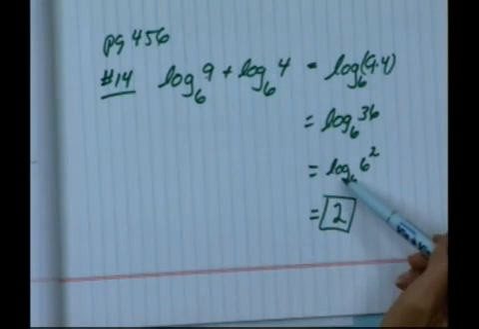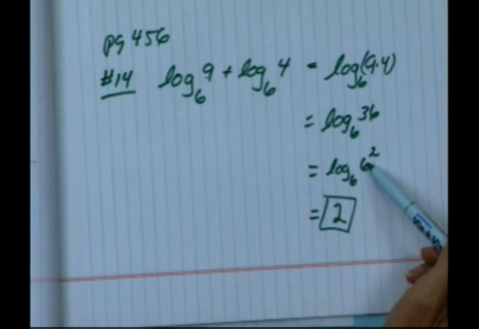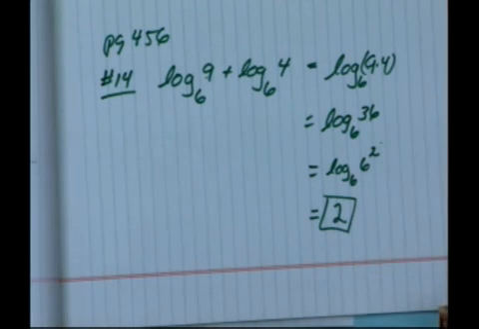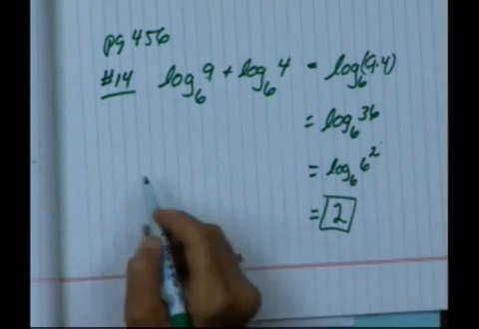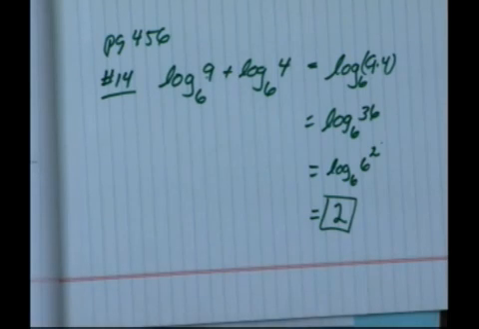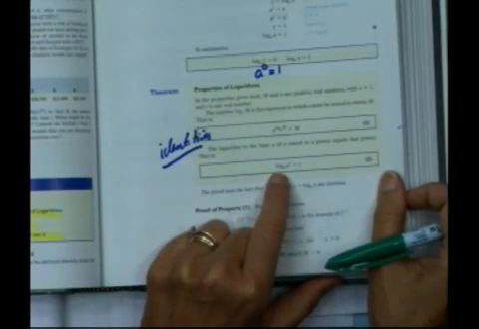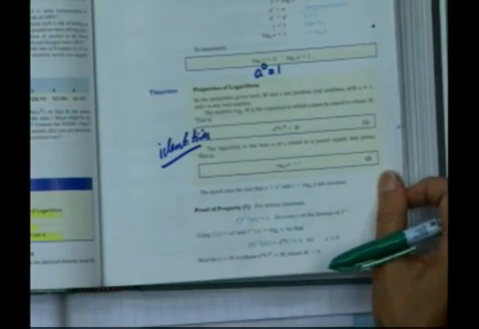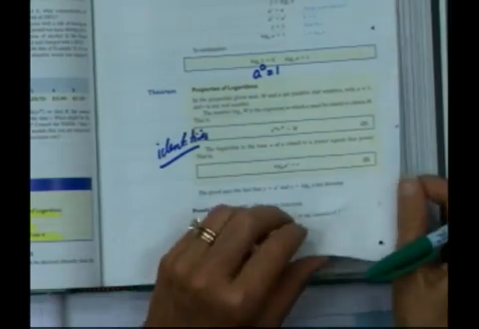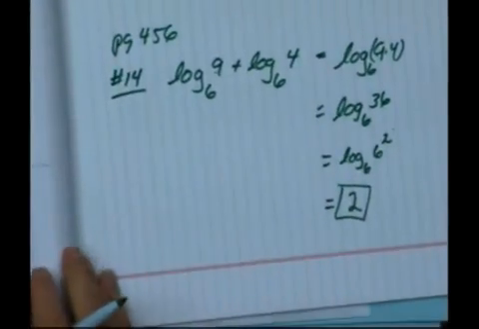And then this was your identity. Log to the base 6 of 6 squared is 2. Why is it 2? Your identity, oh, no, second, because they're composition of functions. Do you remember that? The second identity I gave you, and it's also on page 449, number 2, log to the base a of a to the r. I know, too many at one time. So, good question. All right, is that good, everybody?